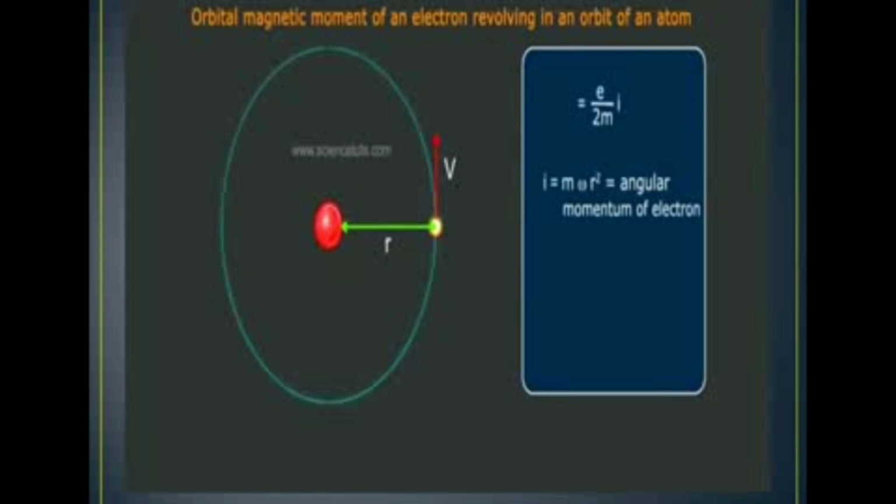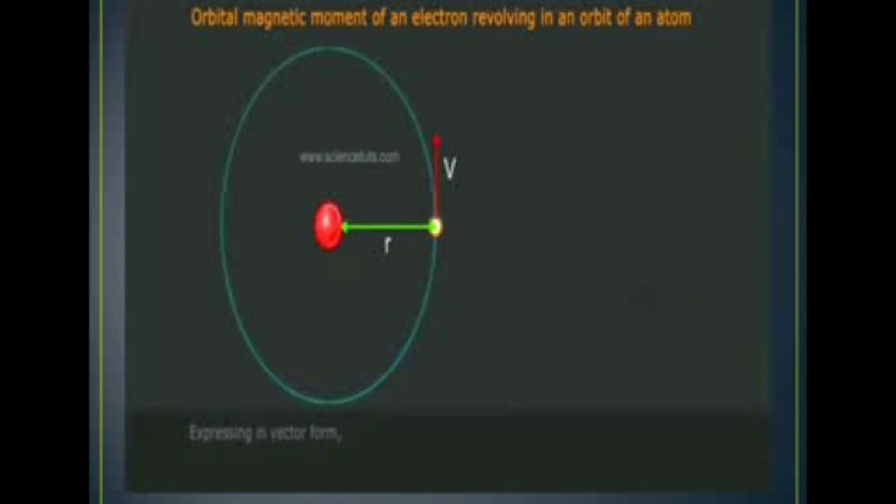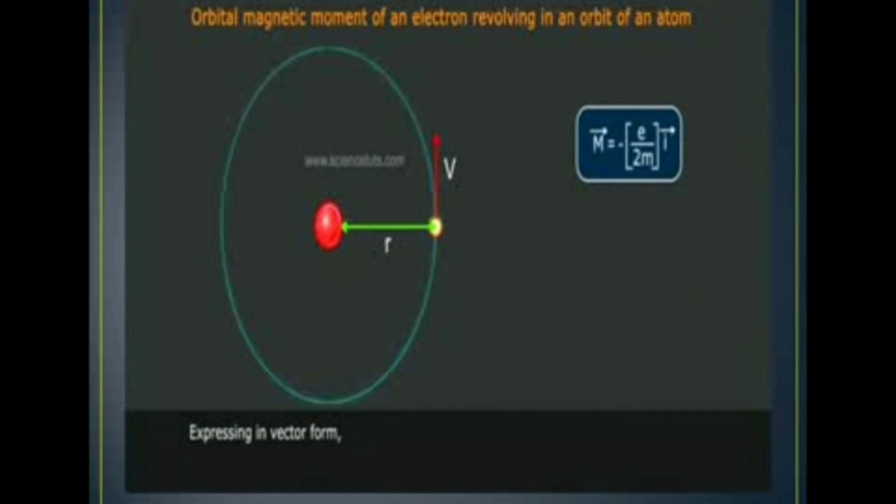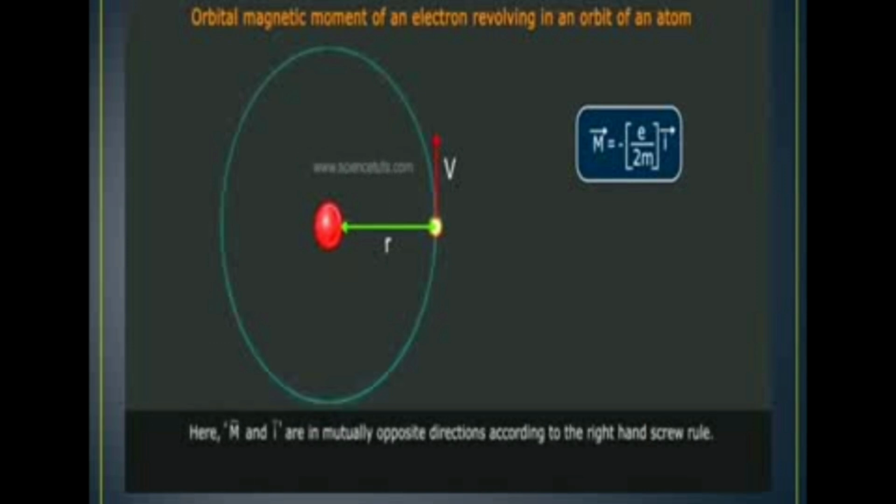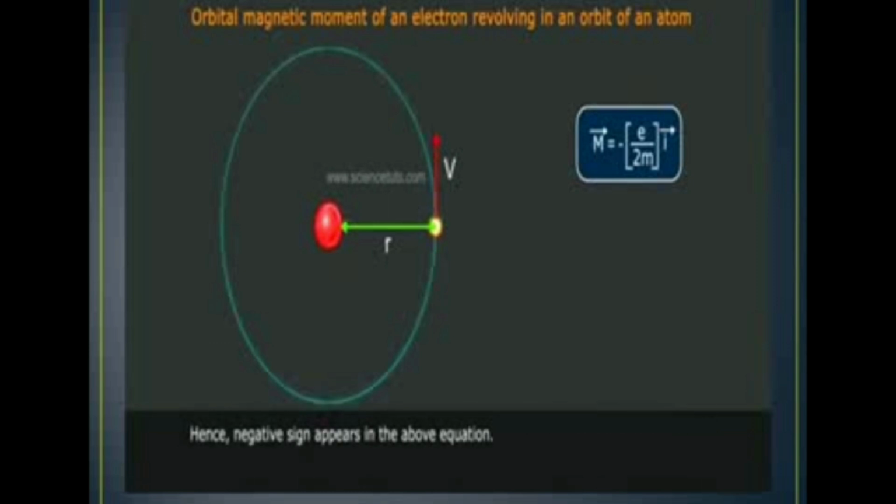Already we know that; we have seen both postulates. L equal to m r omega, that is m omega r square, where m is the mass of an electron. So it is expressed in vector form: M vector equal to minus e by 2m into L vector. L vector gives the direction of the magnetic moment. Magnetic moment is a vector quantity. So L vector indicates the direction of magnetic moment.